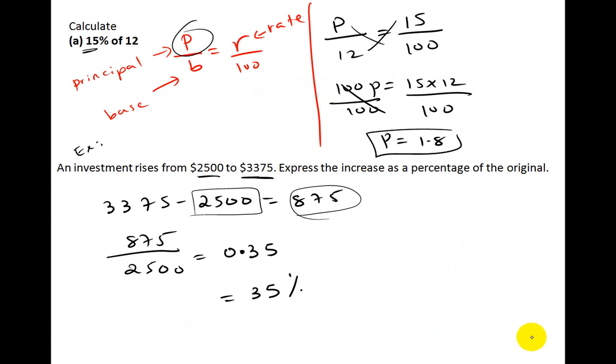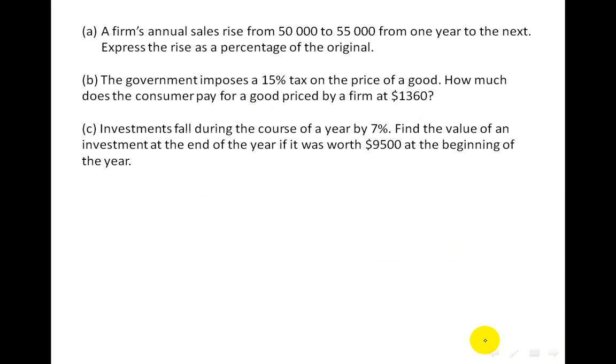Okay, I hope that you understood me, and I'll give you some questions that I want you to try by yourself. And if you have any question here, you can come back and ask me. So the first question is saying, a firm's annual sales rise from 50,000 to 55,000 from one year to the next. Express the rise as a percentage of the original. So here you're asked to find the percentage of rise.